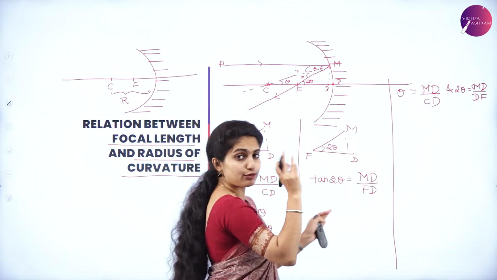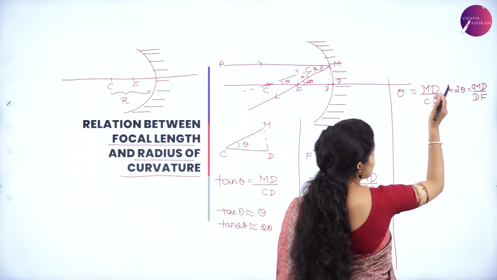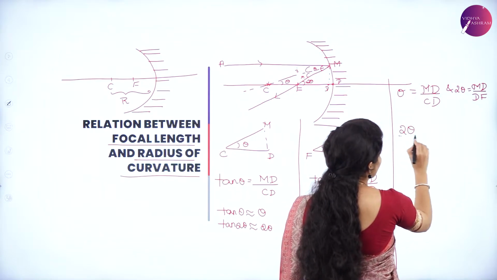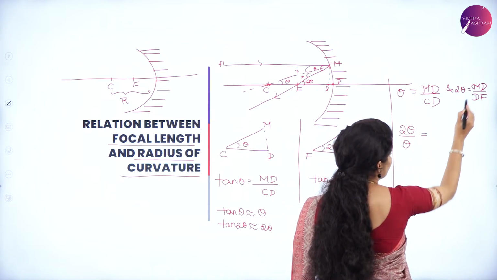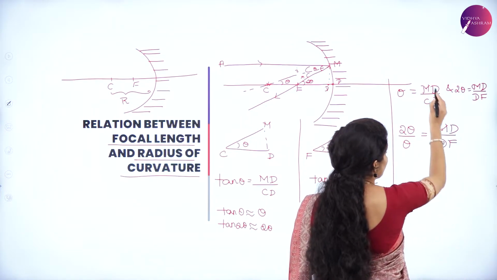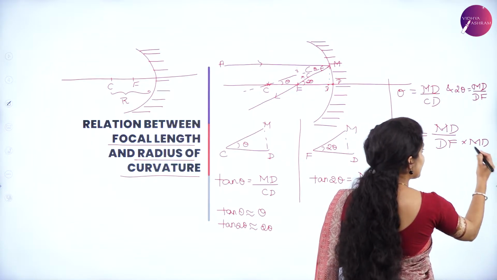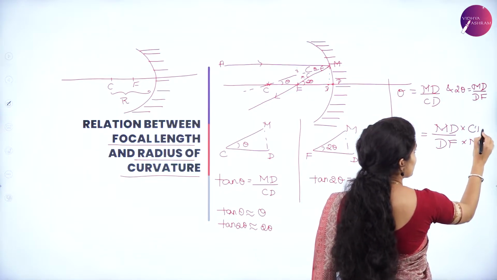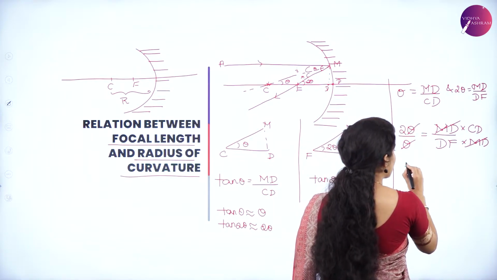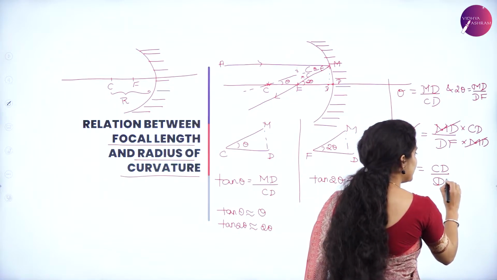So now we will have to divide two sets of equations, this as well as this. That is, divide this by this. So we have 2 theta divided by theta is equal to, for 2 theta we have MD divided by DF. For theta we have MD divided by CD, CD goes to the numerator, so we write like this, MD cancels with MD, theta cancels with theta, so we have 2 is equal to CD divided by DF.